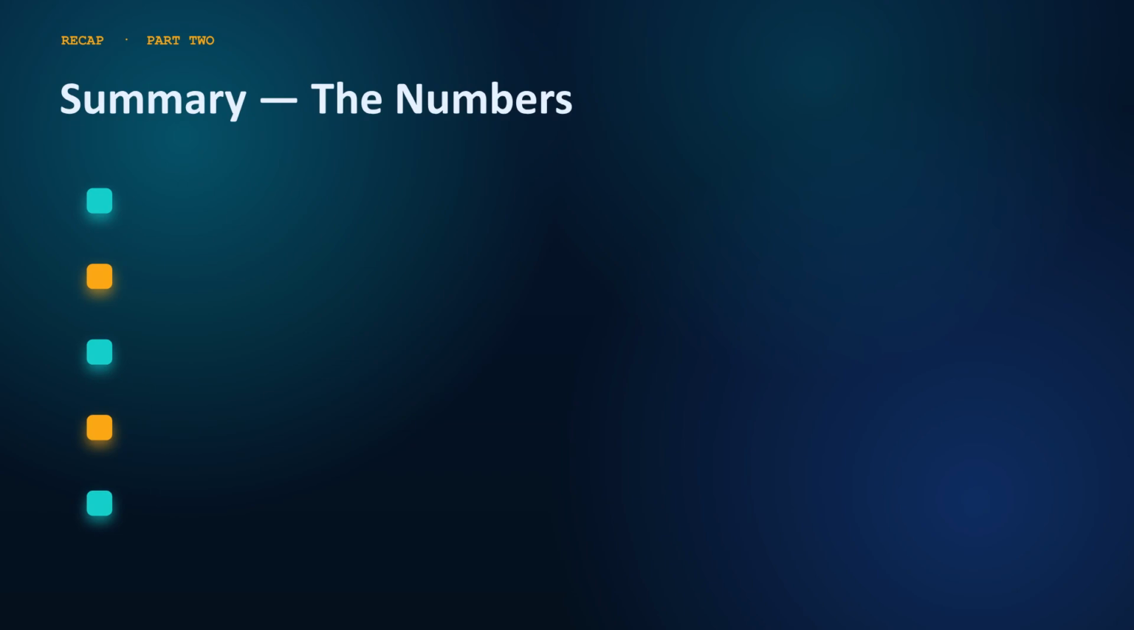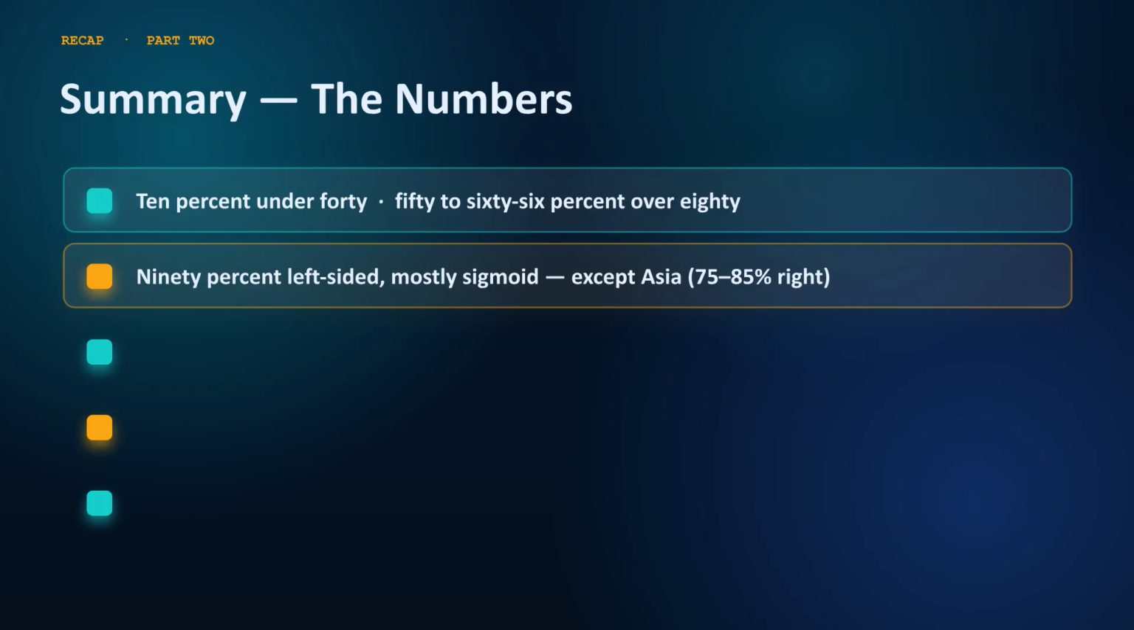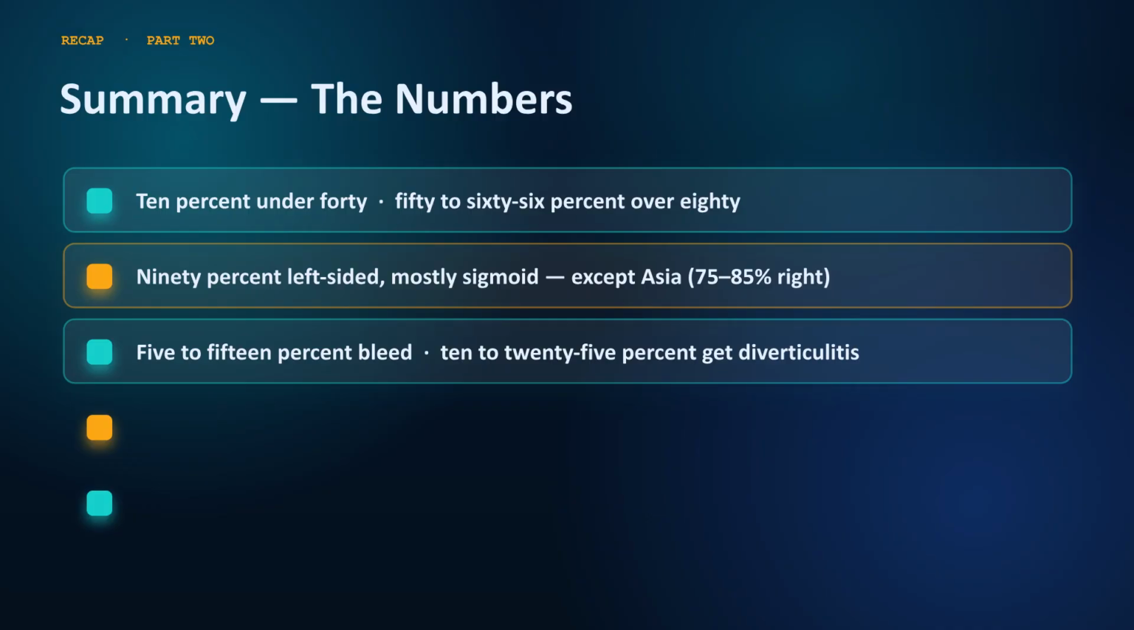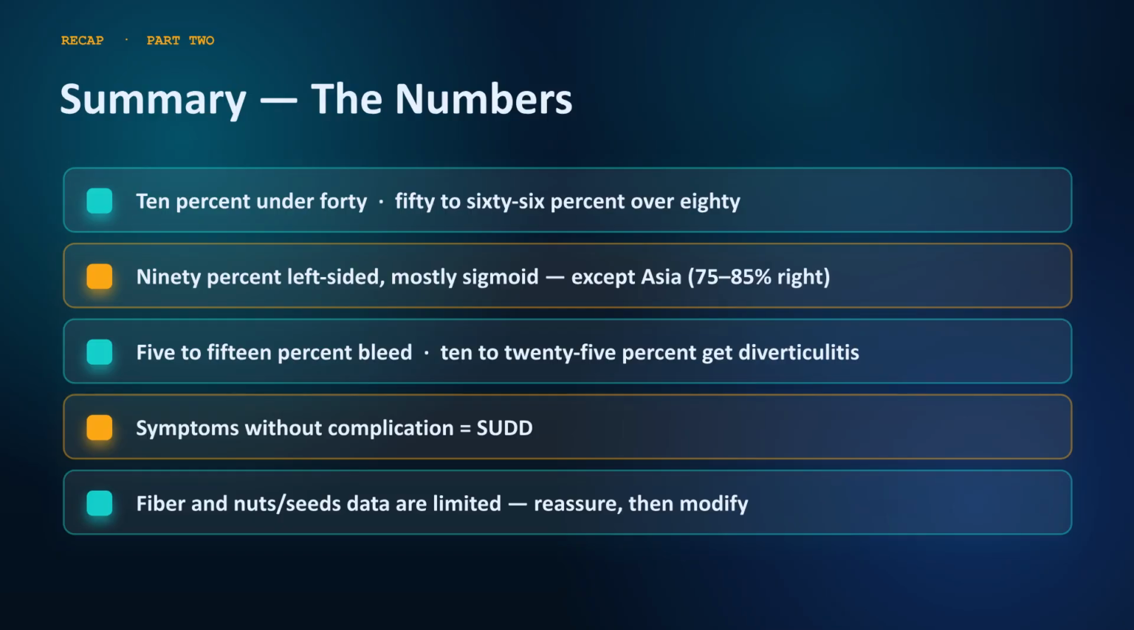And now the clinical numbers. Prevalence is about 10% under the age of 40 and 50 to 66% over the age of 80. About 90% of diverticula are left-sided and mostly sigmoid, except in Asia, where 75 to 85% are right-sided. Most people stay completely without symptoms. 5 to 15% will bleed, and 10 to 25% will develop diverticulitis. Symptoms without a complication is SUDD, and it overlaps with irritable bowel syndrome, and the data on fiber and on avoiding nuts and seeds are limited. So reassure first, then modify what is modifiable. Those are the figures to have ready the moment a patient asks how worried they should be.